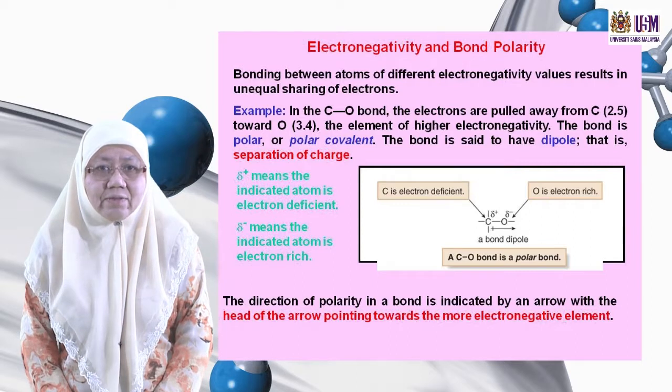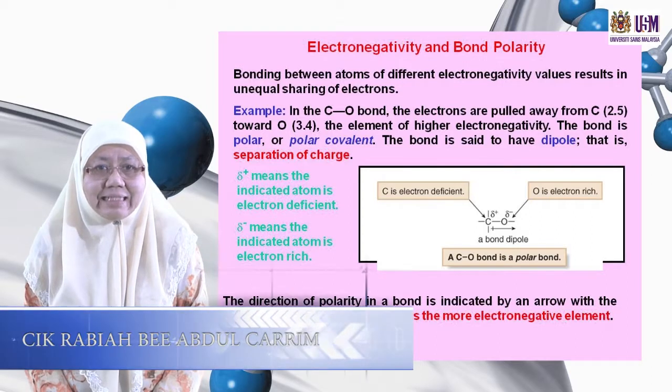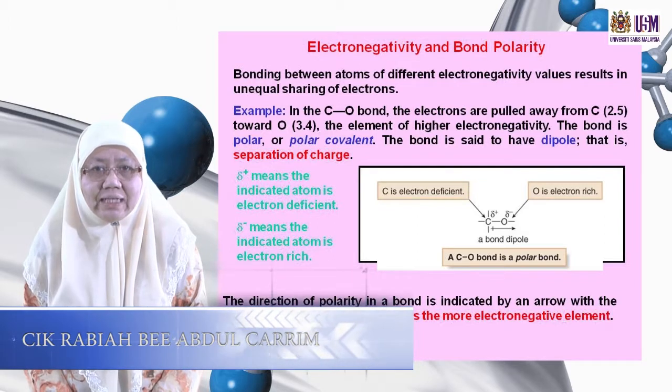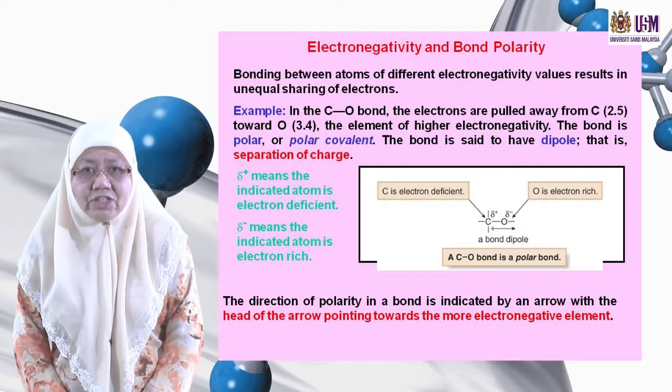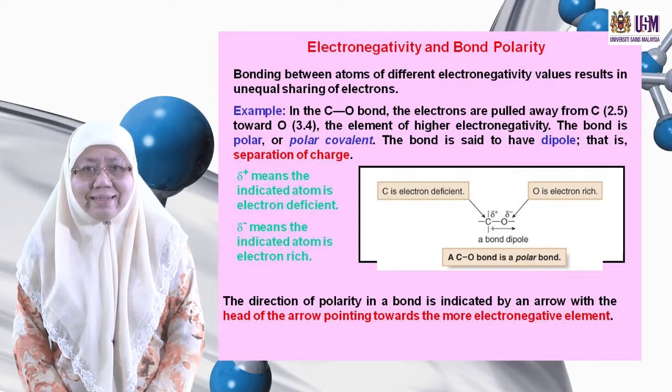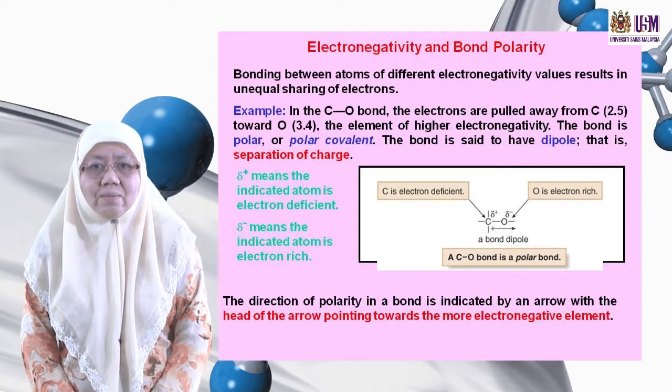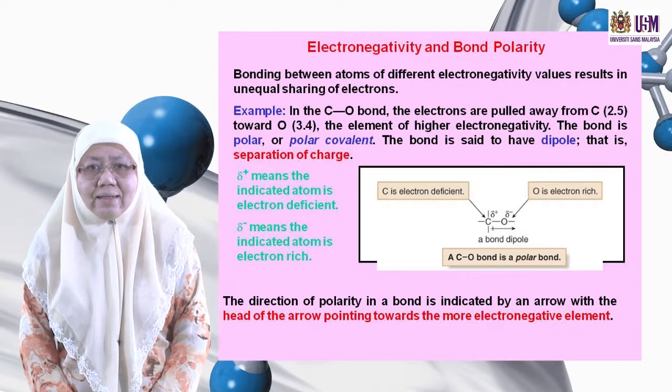A delta positive means the indicated atom is electron deficient, and a delta negative means the indicated atom is electron rich. So we can see for the carbon-oxygen bond, the oxygen is electron rich and the carbon is electron deficient, and the carbon-oxygen bond is a polar bond. The direction of polarity in a bond is indicated by an arrow, with the head of the arrow pointing towards the more electronegative element.